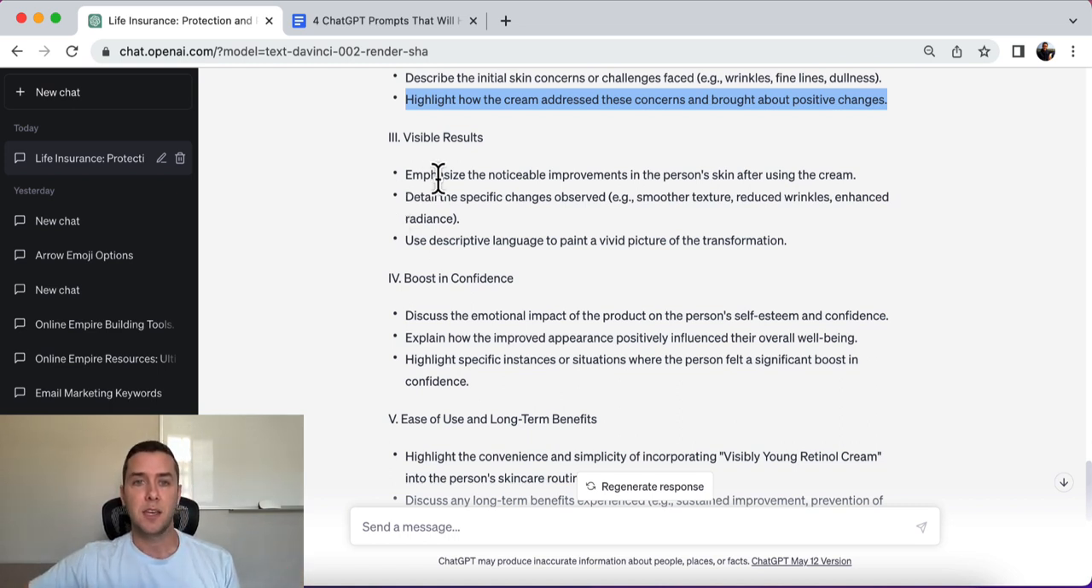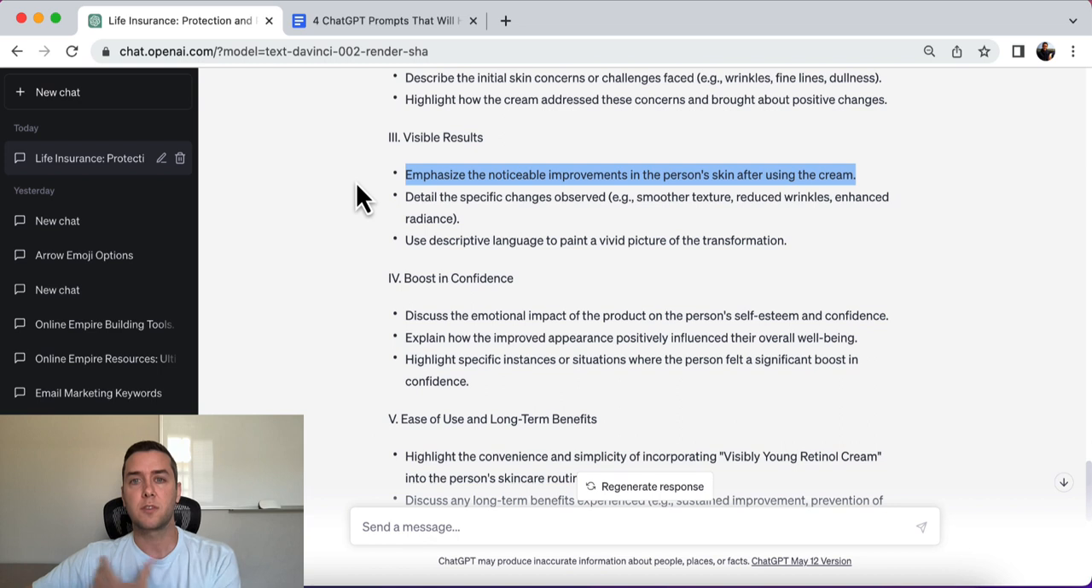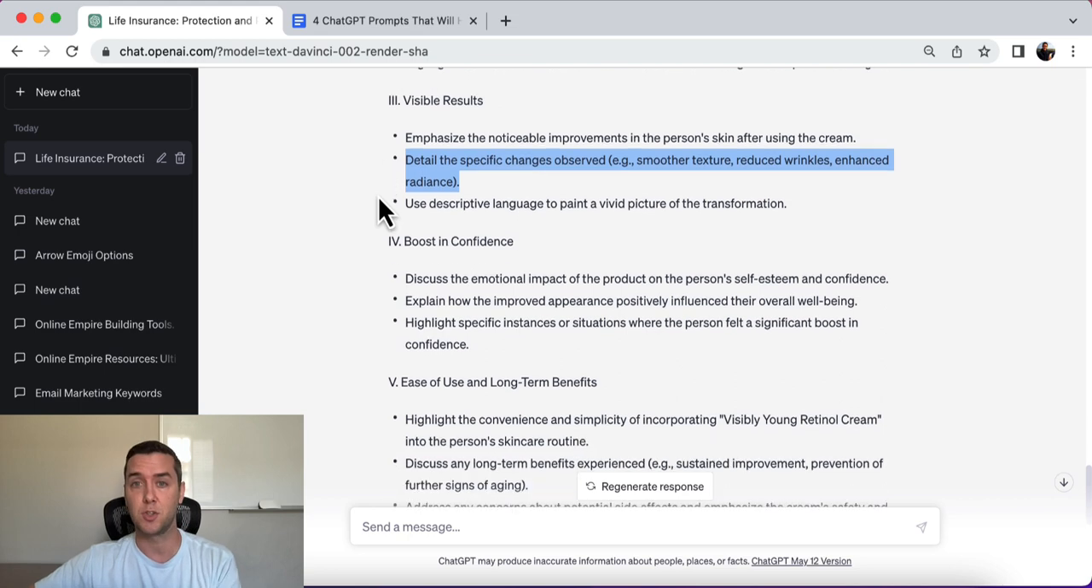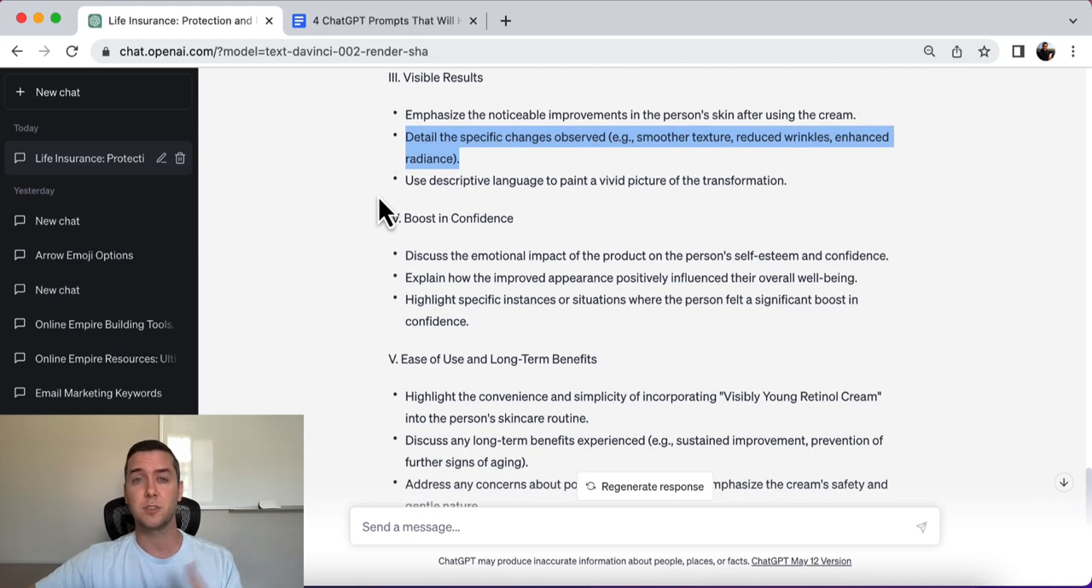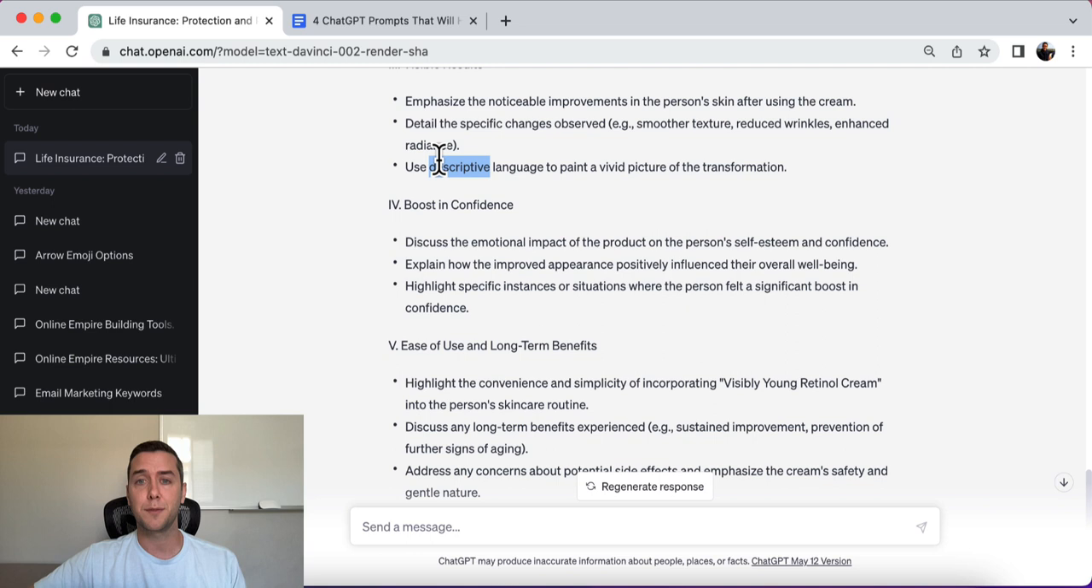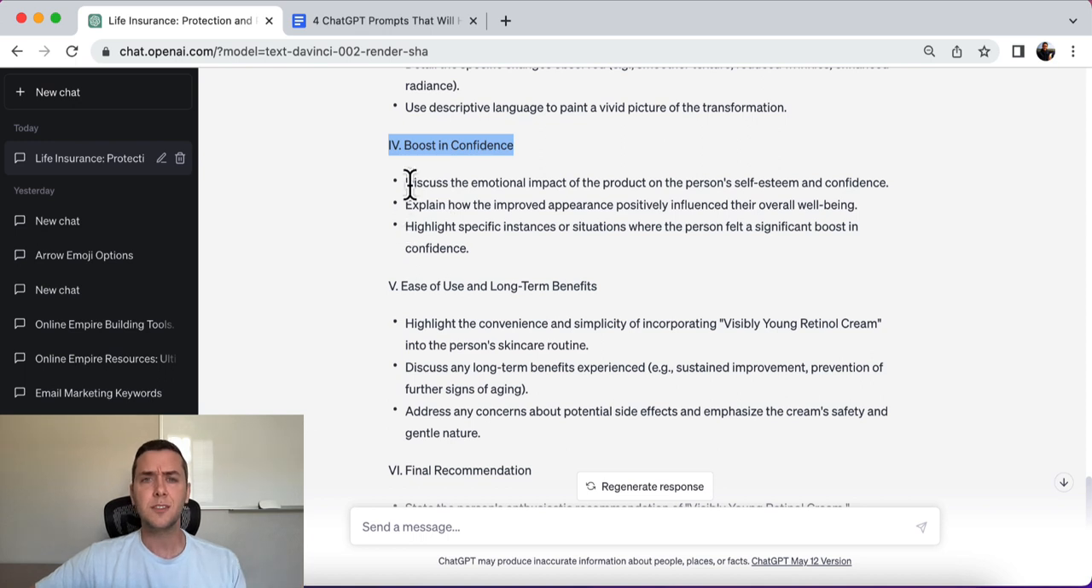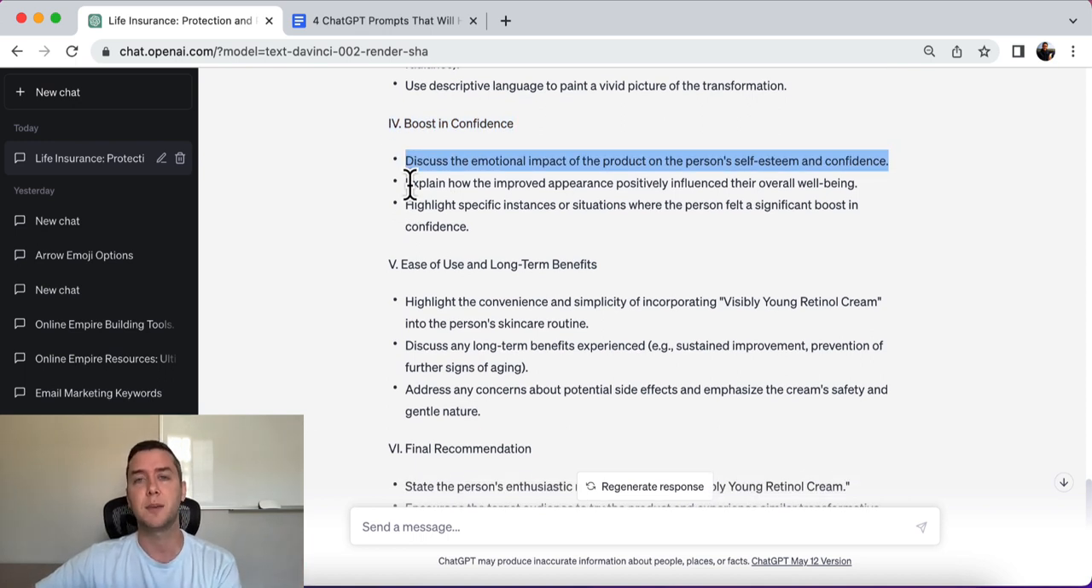Okay. Next part, visible results. Emphasize the noticeable improvements in the person's skin after using the cream. Next, detail the specific changes that they observed. They have smoother texture, reduced wrinkles, enhanced radiance. Use descriptive language to paint a vivid picture of the transformation. Boost confidence. Discuss the emotional impact of the product on the person's self-esteem and confidence.